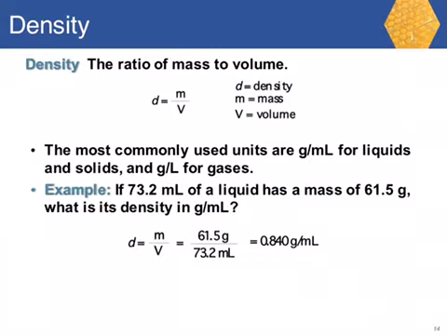So here's an example. If 73.2 mL of a liquid has a mass of 61.5 grams, what is its density? And notice here they displayed the answer to the correct number of sig figs. You're dividing, the top value has 3 significant figures, the bottom value has 3 significant figures. Therefore, our answer has 3 significant figures. Leading zeros don't count, trailing zeros count when there is a decimal.